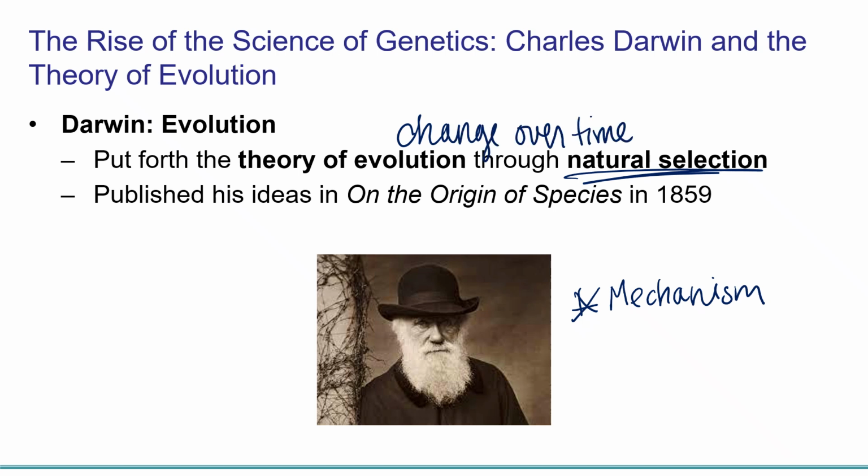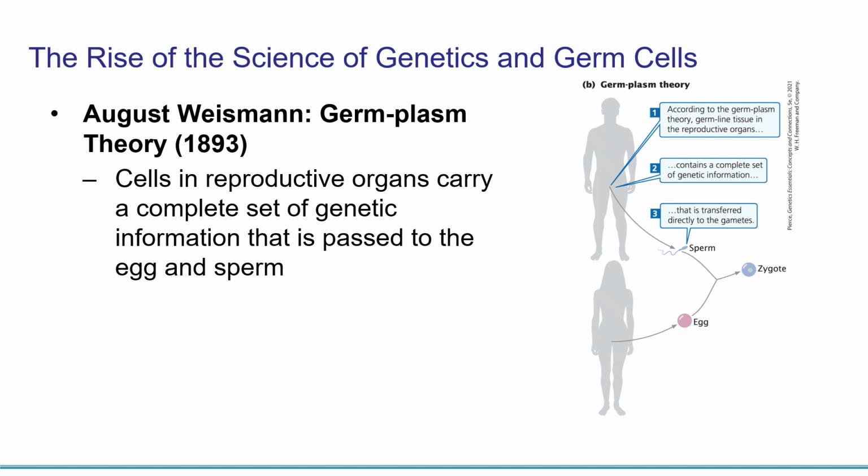But they were not able to propose a mechanism or a vehicle for these changes to happen. Then, getting a little closer, late 1800s, early 1900s, we get the germplasm theory. And we're starting to get to things that we know a little bit more.